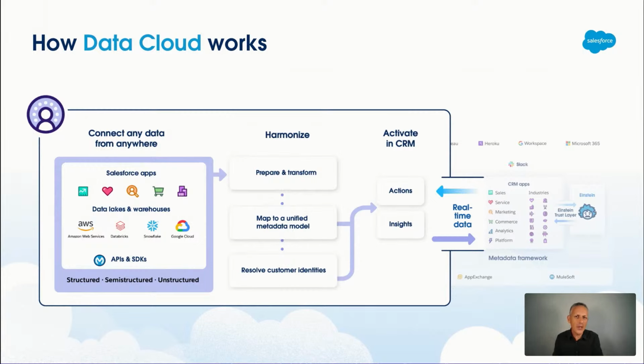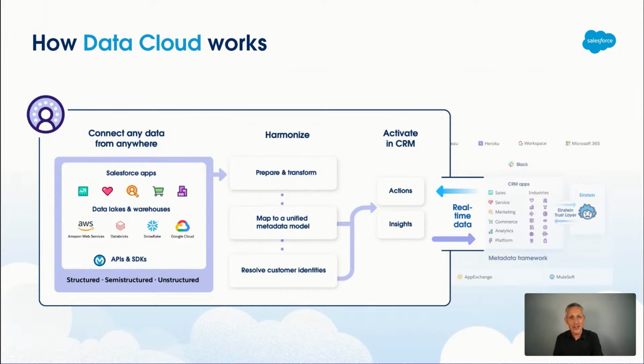Next, you need to harmonize your data. Now, what does that mean? I need to know whether that John Smith in Sales Cloud is actually the same as John Smith in Snowflake. Maybe it is, maybe it's not. That's what it means to harmonize your data. And if it is the same individual, then I'm going to merge these two records into a single record. And now I really have a single view of that individual.